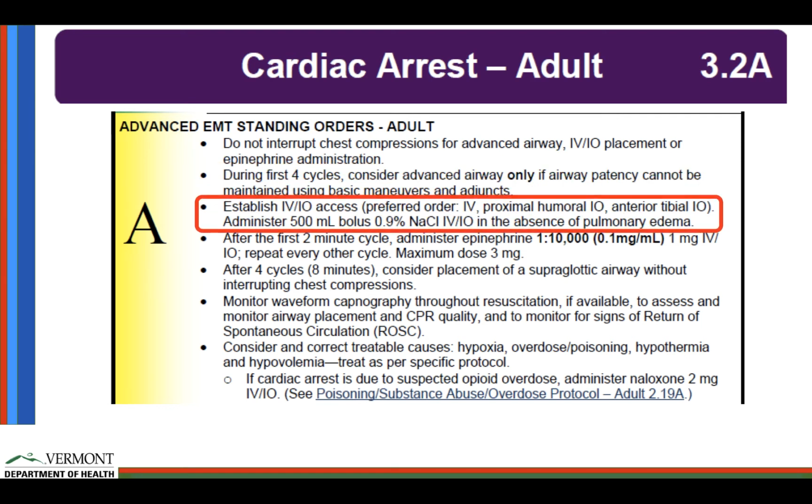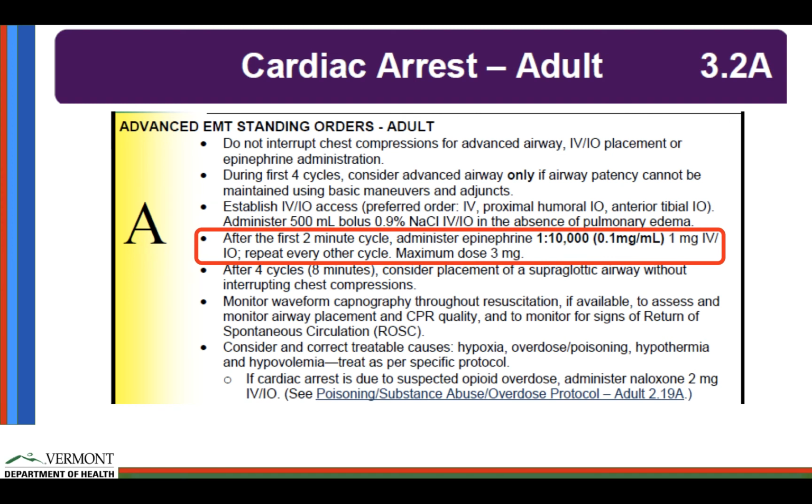Let's talk about IV versus IO access. Recent evidence suggests that IV access is preferred to IO access in cardiac arrest. This is likely because medications given through the anterior tibial IO do not circulate well to the heart. New guidance for the AEMT is to first try and establish IV access. If unable to establish IV access, then establish IO access. However, if establishing IO access, the proximal humeral location is preferred to the anterior tibial location, as it is believed that medications administered through the proximal humeral IO will be more likely to reach the heart.